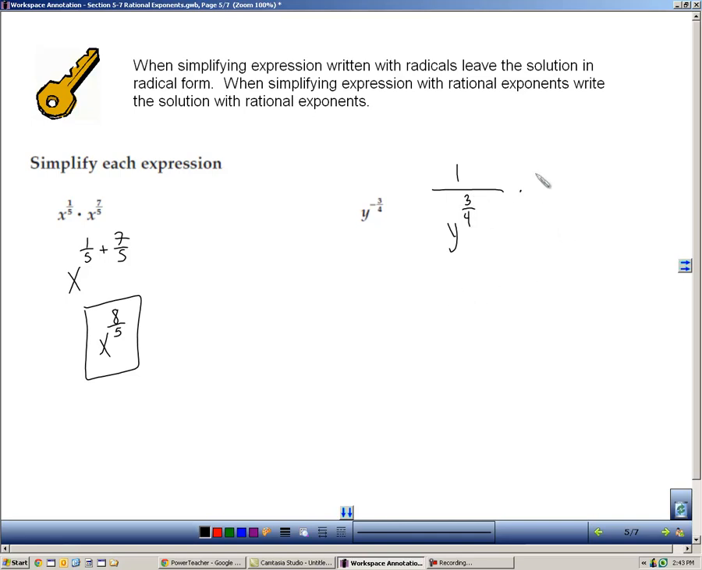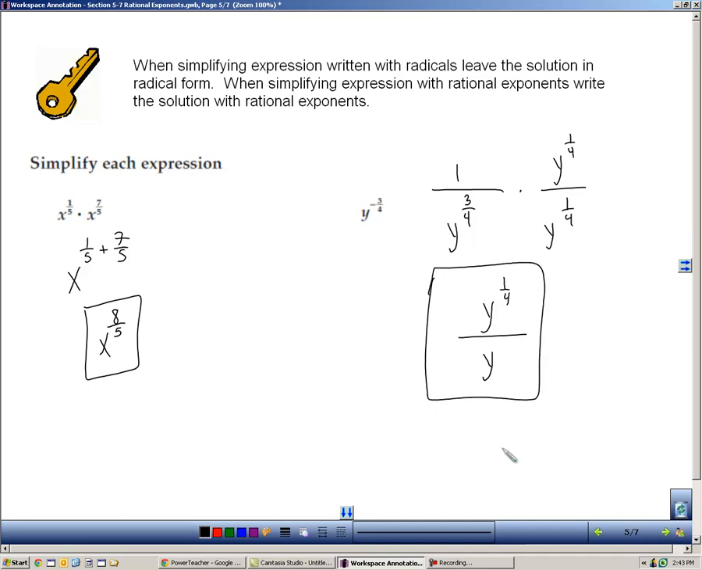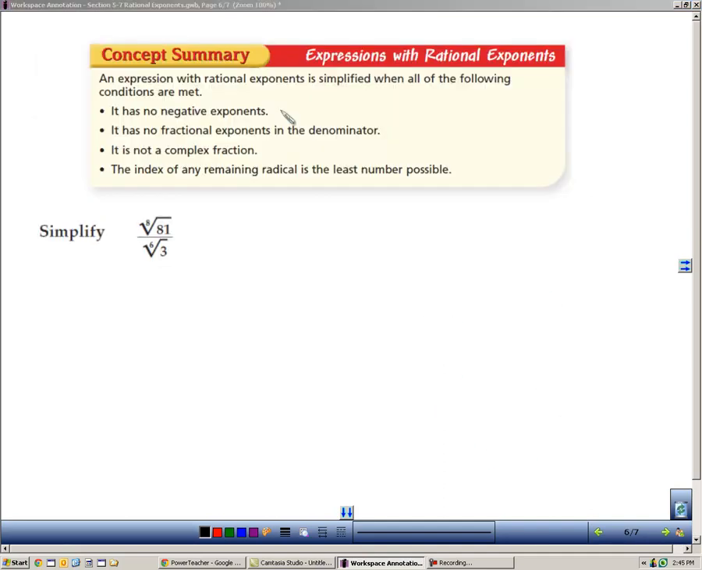Well, I can multiply by y to the 1/4 on the top and the bottom. Because when you multiply bases, you add the exponents, and 3/4 plus 1/4 is 4/4. So this is really y to the 1/4 over y to the 4/4, or just 1. And that's how I'm going to leave my answer, because I could say the 4th root of y, but because I started with exponents, I'm going to leave my answer in exponents. If you're asked to simplify expressions with radicals and with exponents, these are the conditions that have to be met if it's going to be simplified.